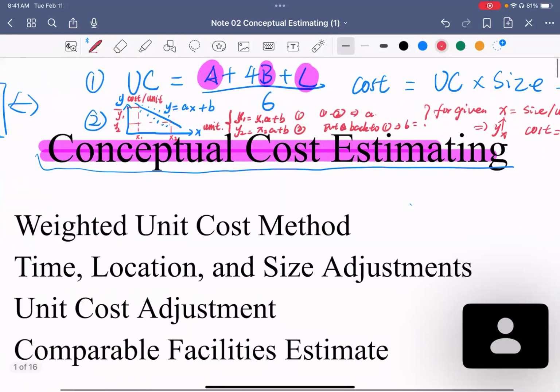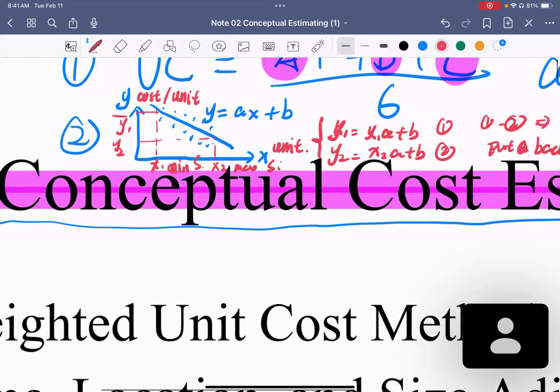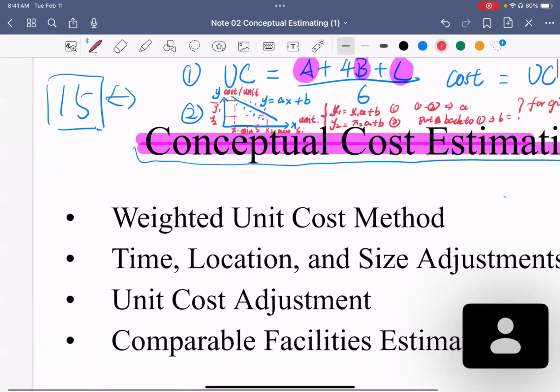So that's the second one we have learned. For here, X1 is the smaller size, the minimum of the size, and X2 is the maximum of the size. Both of them are from the table. So those are the two methods we have learned, and we already did the quiz.